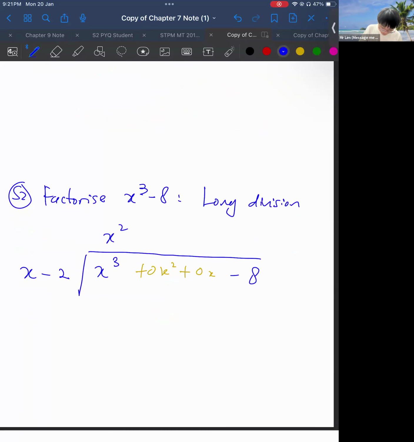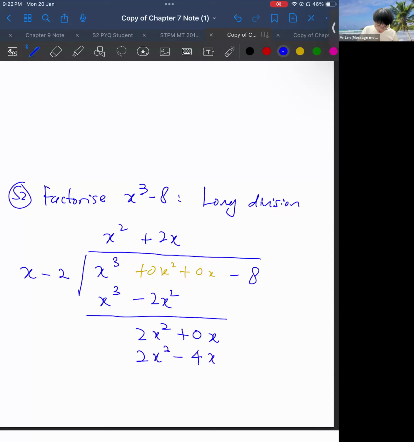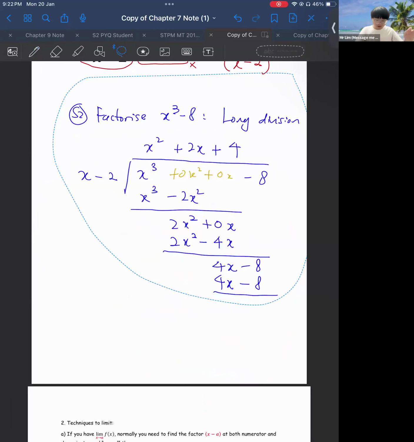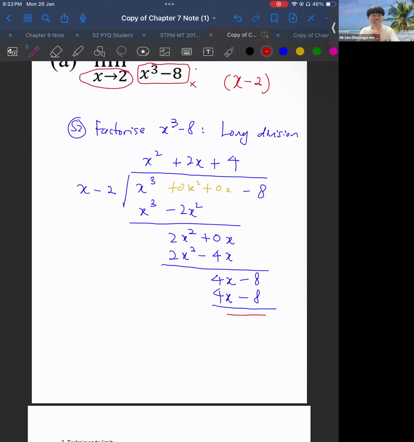Let's do it. First, x squared: x cubed minus 2x squared. That's the purpose why you leave some space here. Then 2x squared plus 0x, you don't have to write it, it's okay. Plus 2x: 2x squared minus 4x. Right? Then 4x minus 8, plus 4: 4 multiplied by x, 4 multiplied by negative 2, negative 8. There is no remainder because it is a factor, right? From your semester 1 knowledge, it must be no remainder.